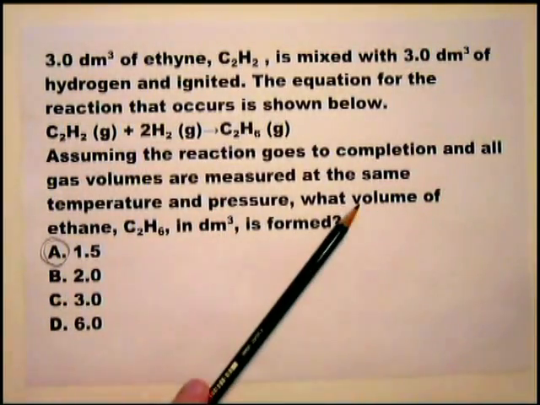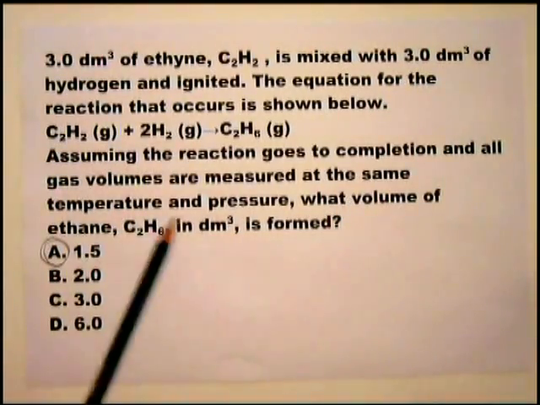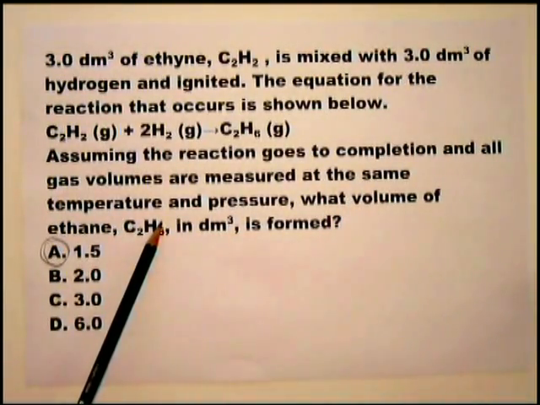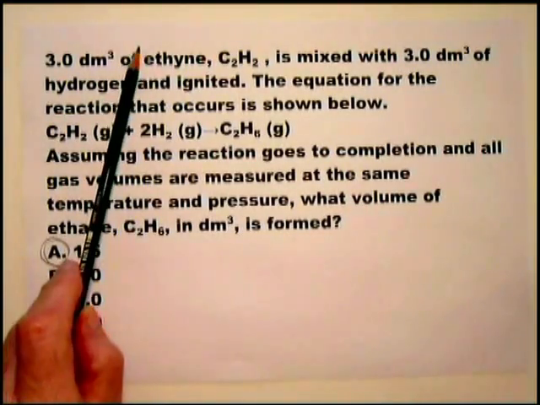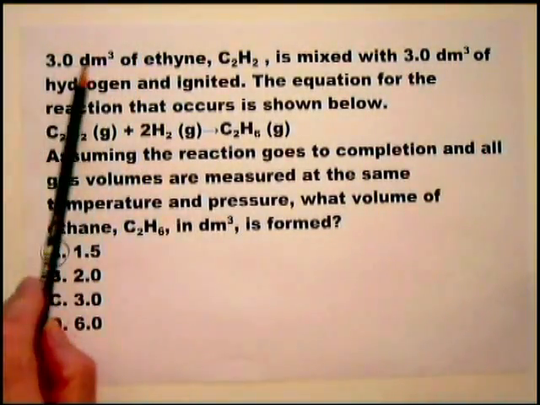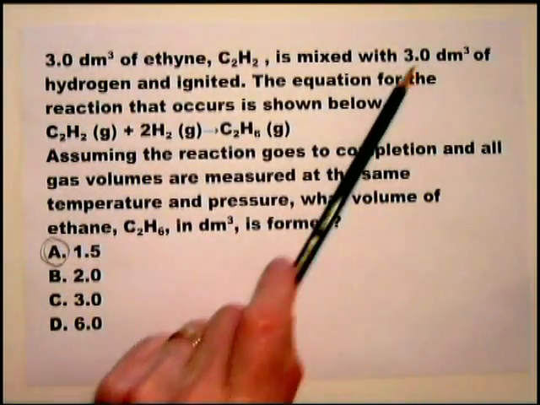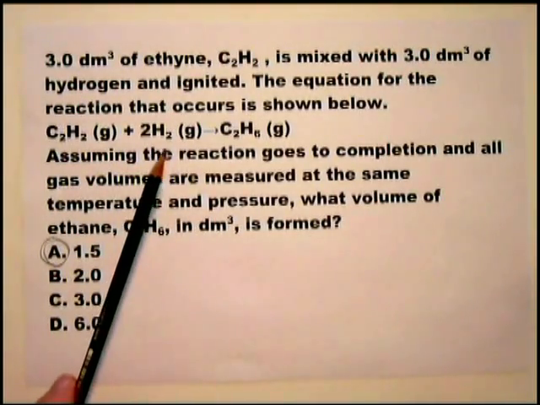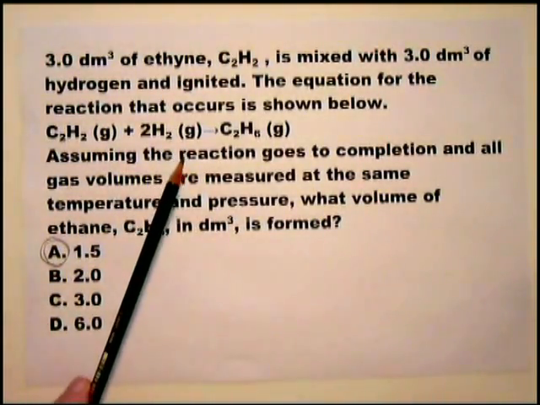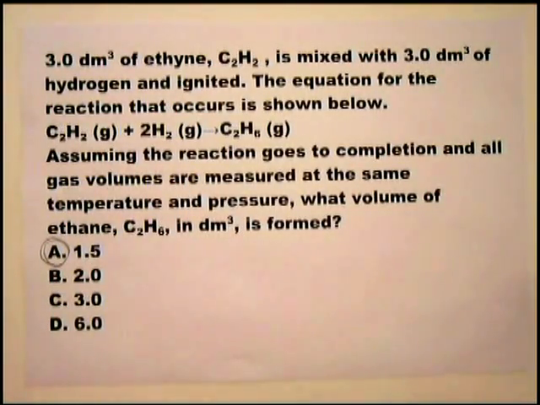The important thing is, what is the question? What volume of ethane is formed? And the second thing is that if they give you 2 volumes for the 2 different reactants, you've got to realize there is a limiting reagent. One of them is a limiting reagent.